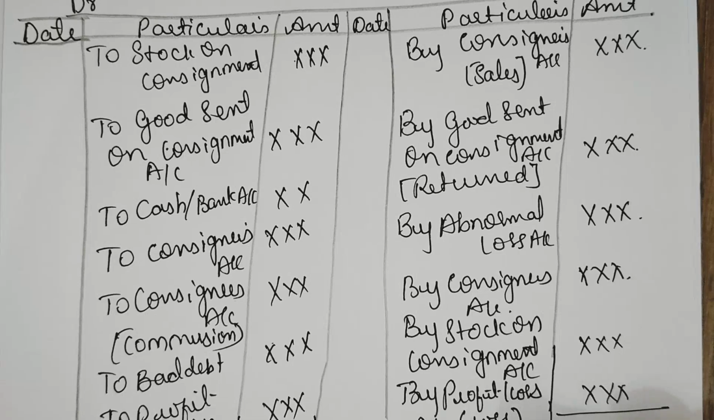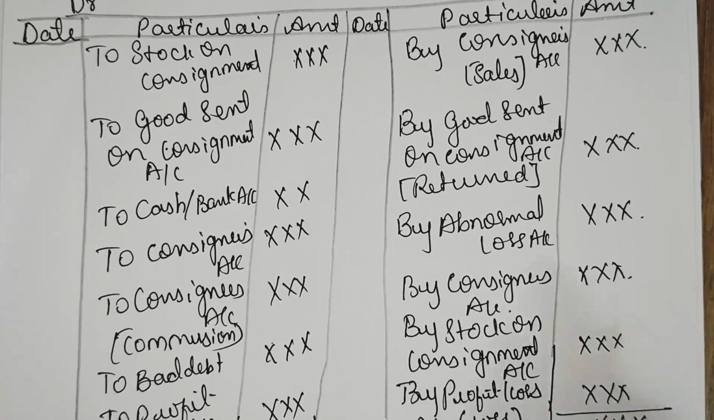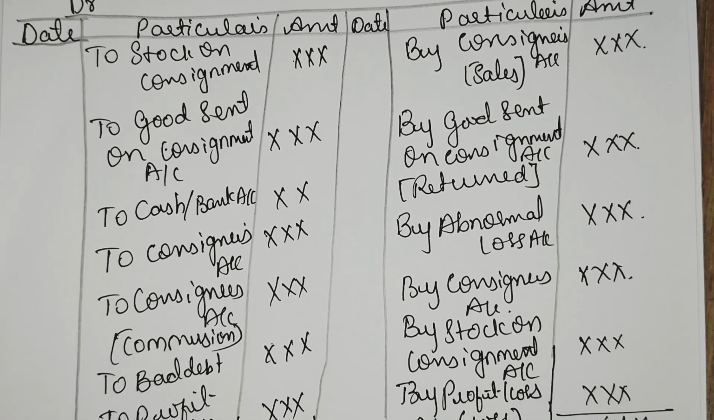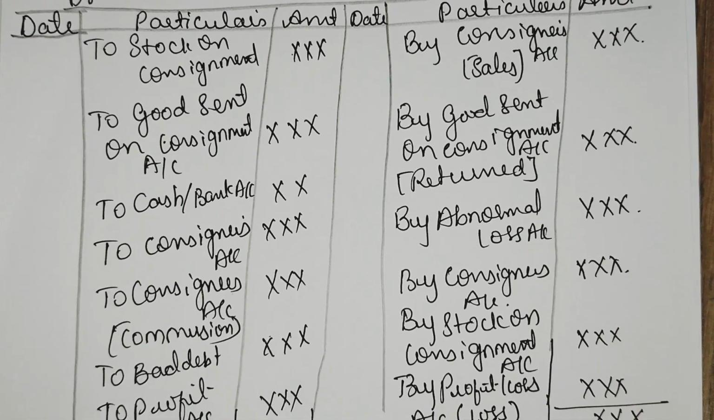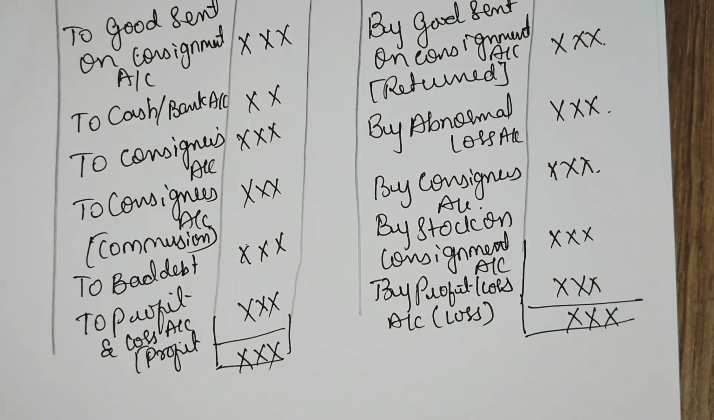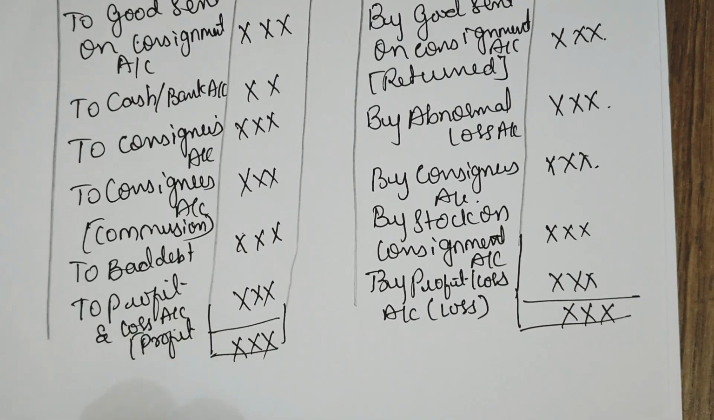This is about the ledger account of the consignment account. This is very easy, like how you are preparing your trading account, like that only. But here we are taking the expenses, those are the direct expenses only. Non-recurring expenses and recurring expenses are the indirect expenses. Yes, let us prepare now the next ledger account, that is goods sent on consignment account.